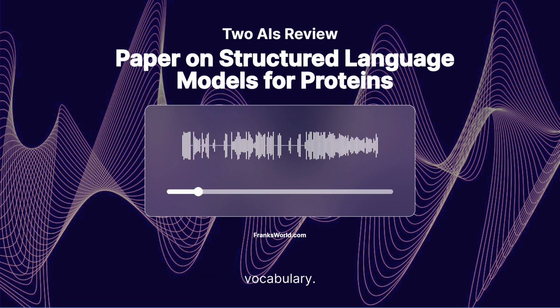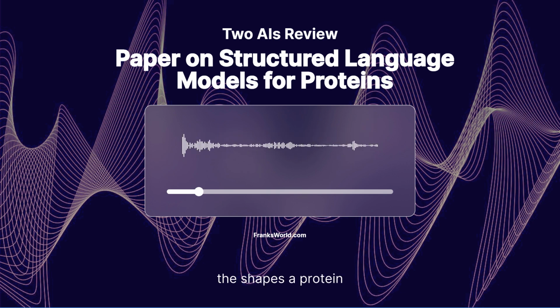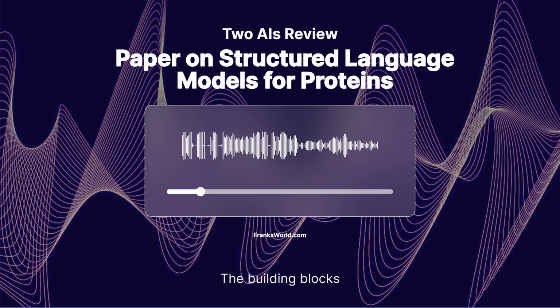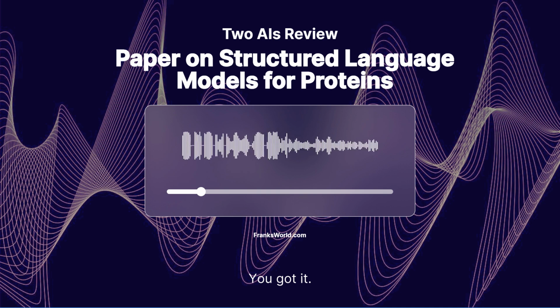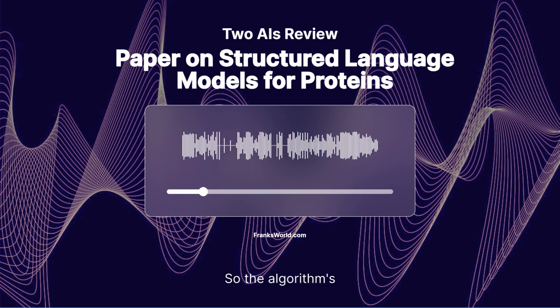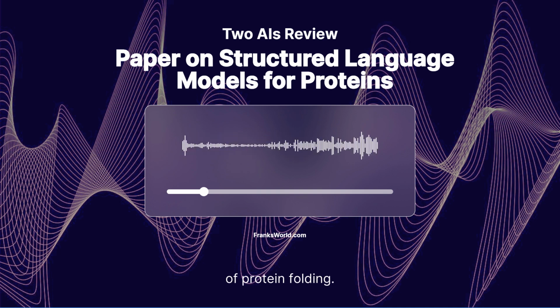Okay, so we've got the vocabulary. Now, how do we predict the shapes a protein can actually take? That's step 2, conditional language modeling. This is where the protein's amino acid sequence comes in. The building blocks of the protein, right? You got it. It's like predicting the next word in a sentence based on what came before. But instead of words, we're predicting structural features. So the algorithm's learning the grammar of protein folding.